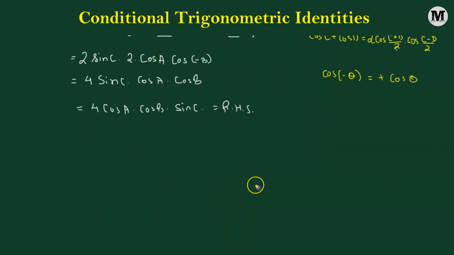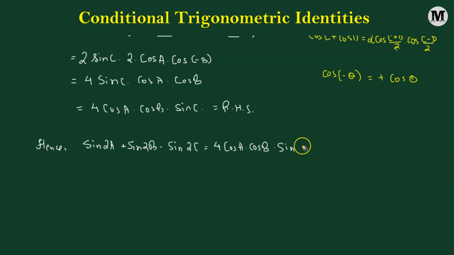So here we have shown that the left hand side equals the right hand side, and in other words we can say, hence if we have sine of angle 2A added to sine of angle 2B minus sine of angle 2C, then this is going to be equal to 4 times cosine of angle A times cosine of angle B times sine of angle C, for a condition, the condition being that the sum of the 3 angles of a triangle ABC is equal to 180 degrees or pi radians, hence proof.